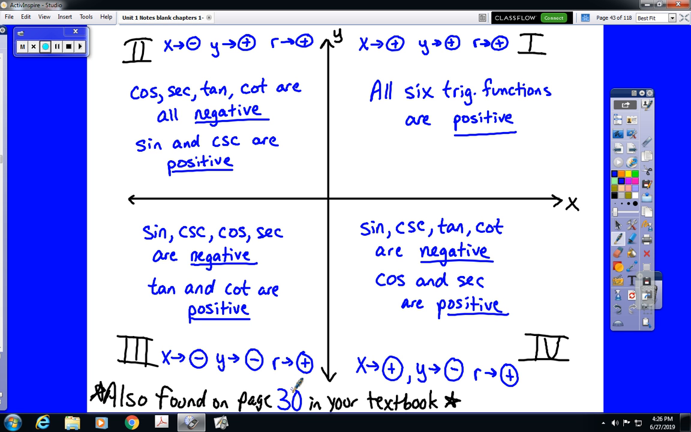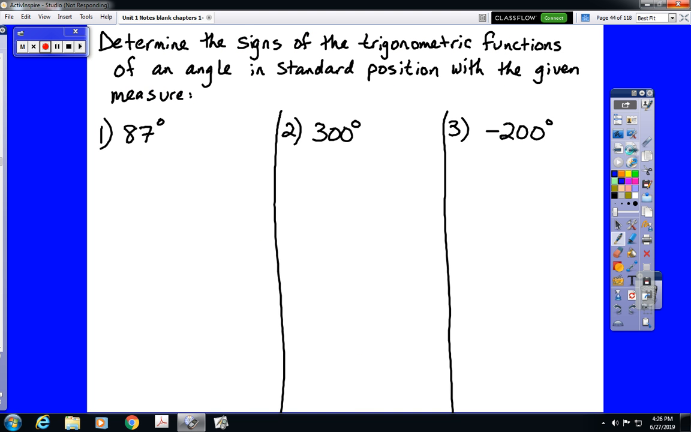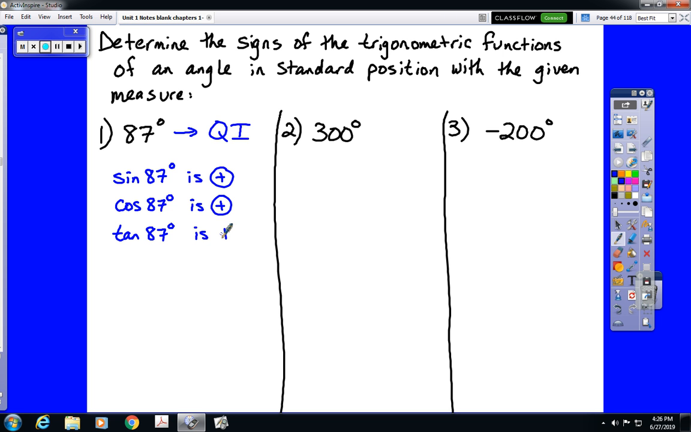Now, what are we going to do with that? Well, we're going to answer some various questions. So let's look at the easy question first. Determine the signs of the trigonometric functions of an angle in standard position with the given measure. So all we have to do is go, okay, 87 degrees, well, that's in quadrant 1. Which means that the sine of 87 degrees is positive. The cosine of 87 degrees is positive. The tangent of 87 degrees. Because it's in quadrant 1, all 6 of these are going to be positive.